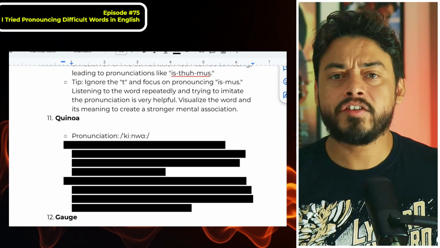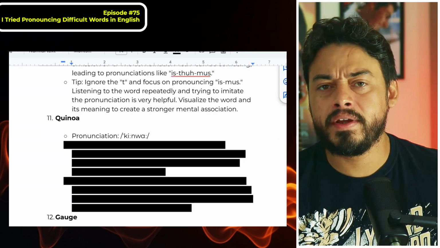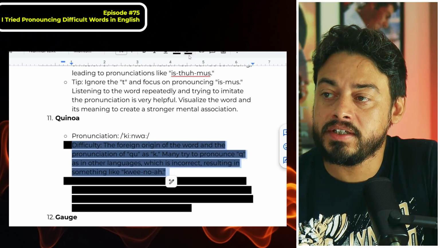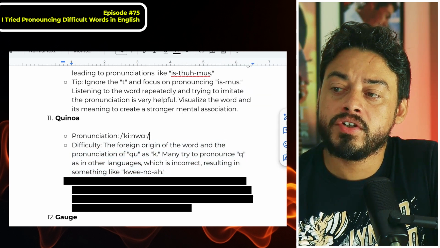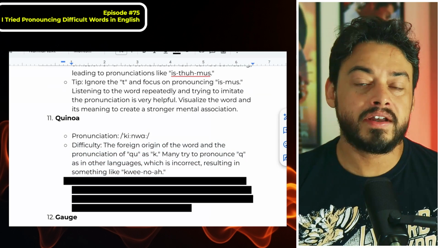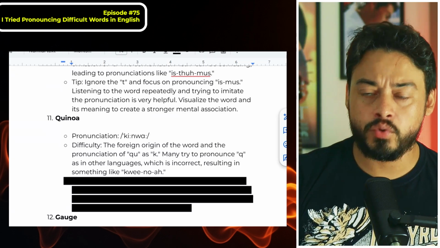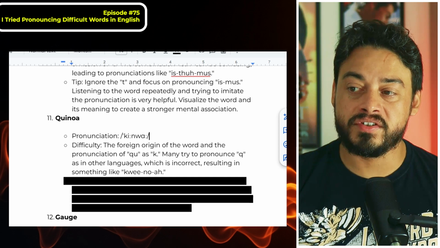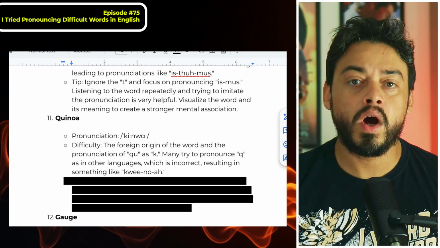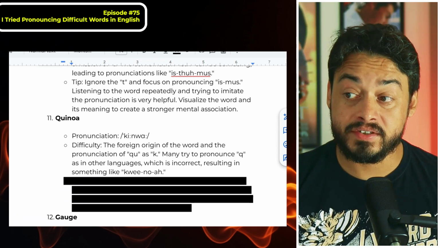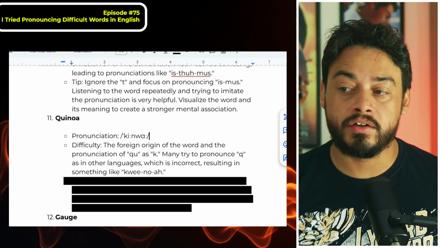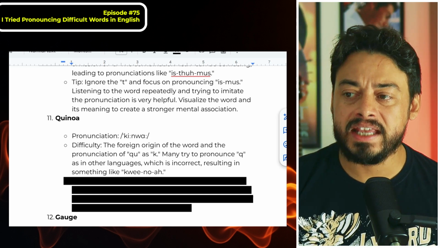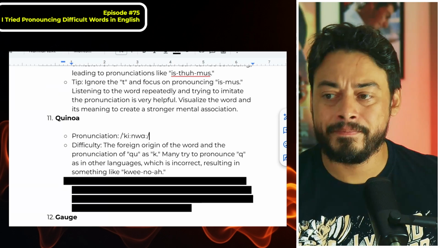Okay? The next word is the word quinoa. Okay, I've already talked about this word in a previous episode. So here is the difficulty. Take a look. The foreign origin of the word and the pronunciation of QU as a K. Many people try to pronounce Q as in other languages, like qua, which is incorrect, resulting in something like quinoa, okay? But actually, it's a K sound, ka. So quinoa, quinoa, all right?